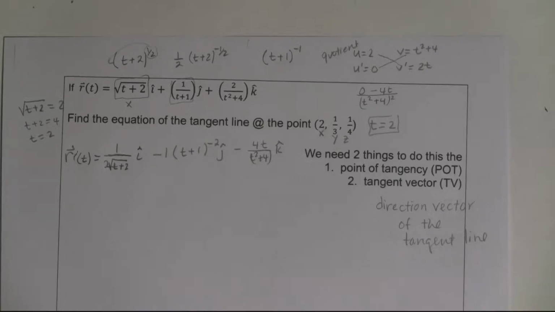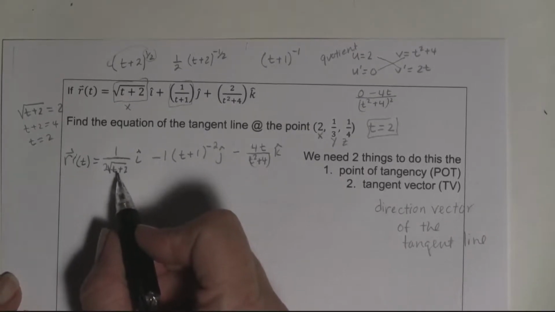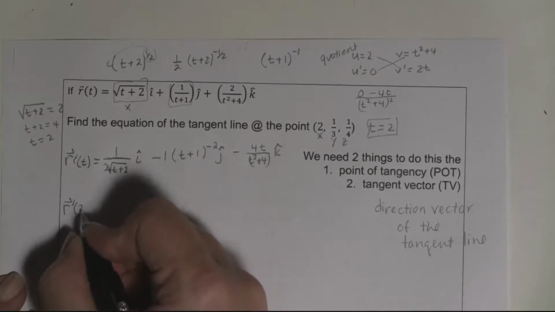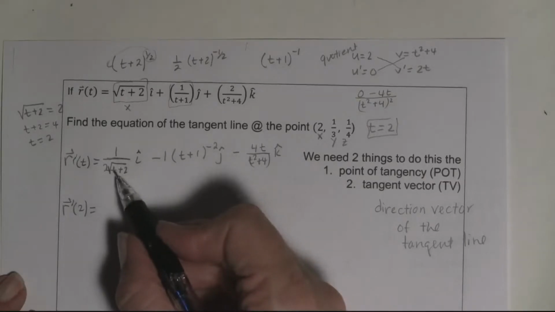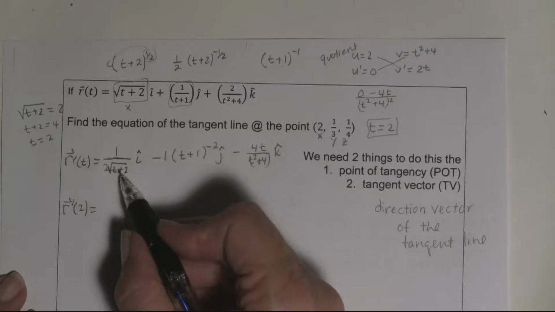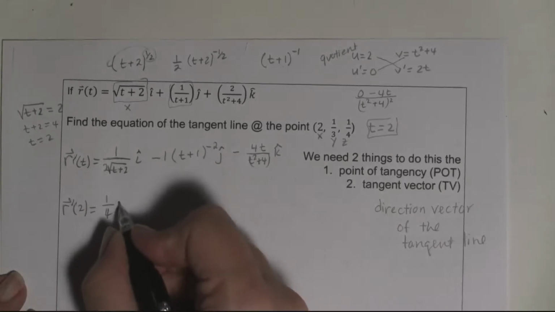And so we did a nice job finding t is 2, because what we want to do is find the tangent vector. We're about to find the tangent vector by plugging in. So we're going to come right here and plug in t is 2. So we're going to be finding r prime at 2. When I put in 2 here, I get the square root of 4, which is 2, and 2 times 2 is, so I think 1/4. Do you guys agree with me?